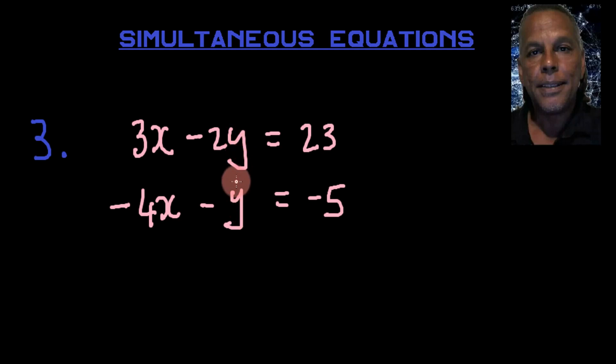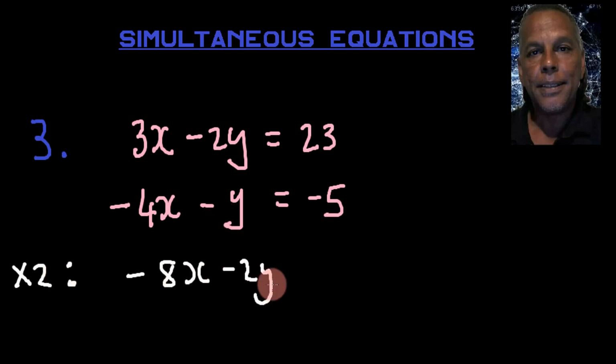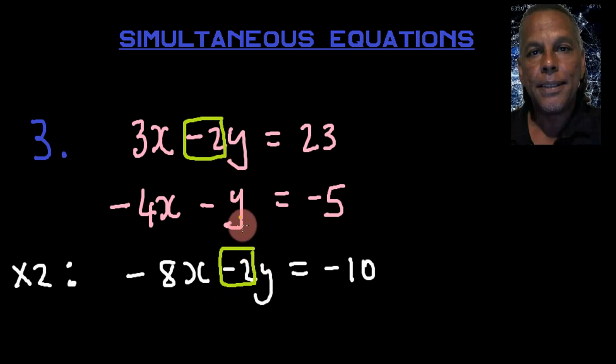And we can do so by multiplying the second equation here by 2. So let's multiply through by 2. So 2 times negative 4x and 2 times negative y. Then we have negative 5 times 2, which is negative 10. Now we see that the coefficients of the y's are the same. And that means that when we subtract the two equations, the y's will cancel. So we can call this equation 1, and the new equation here we can call equation 2.